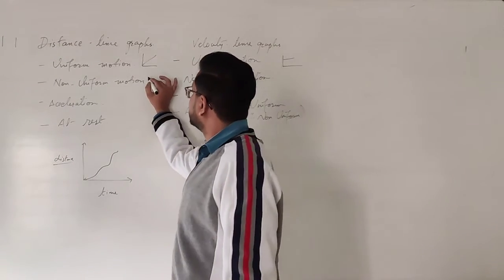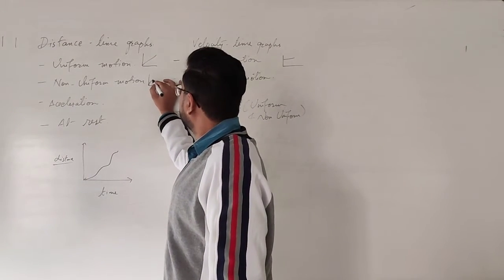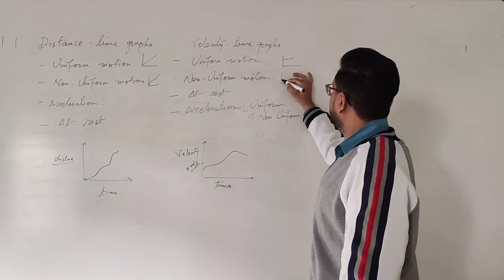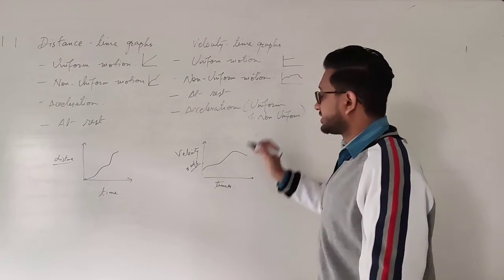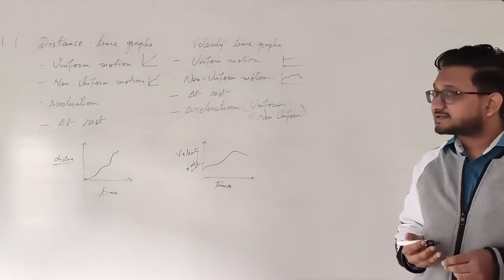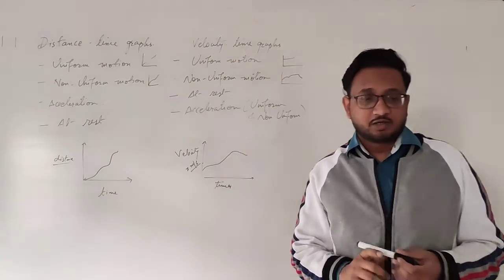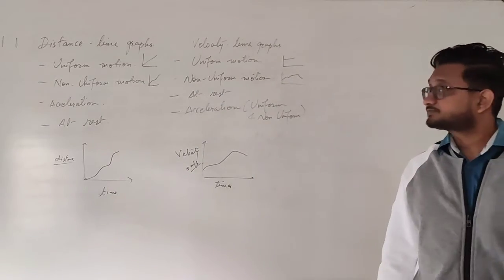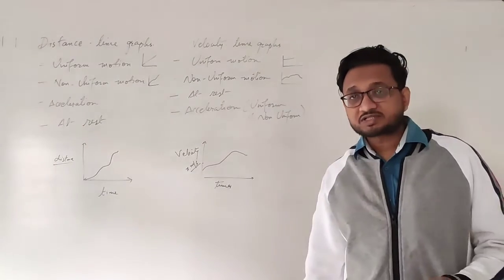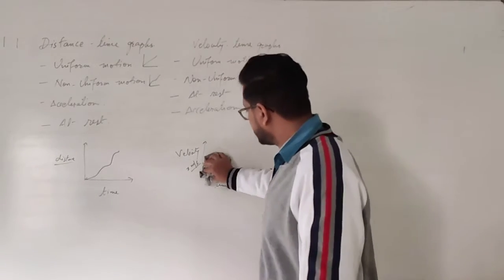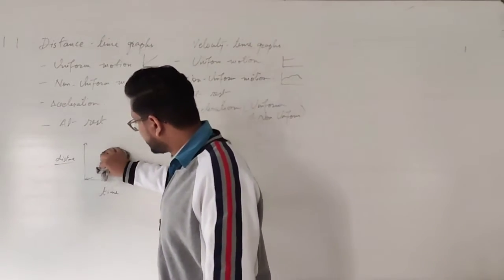Non-uniform motion is a random line like this, and over here as well it can be a random line. It doesn't matter. The next one is acceleration. So if the object is in acceleration, then once again the graph is going to be non-uniform. How? We will explain it in this case.